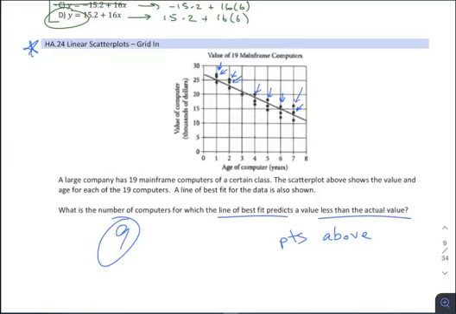Now if it had said, what's the number of computers for which the actual value is less than the predicted, now you're looking at the points below. So again, you just need to be really careful and determine, are you looking for points above or points below? Use that as the reference so that you can count them. Don't base it on the word that they use, because they gave you the line here. Always use the points as your reference.